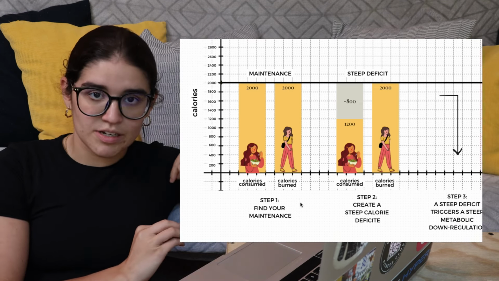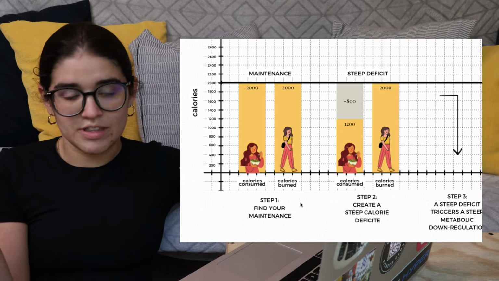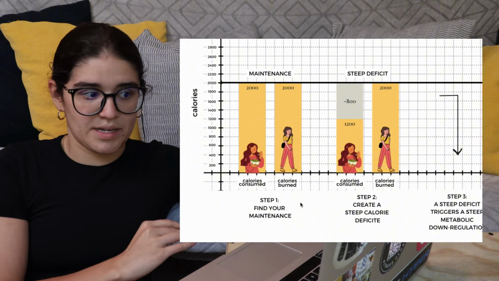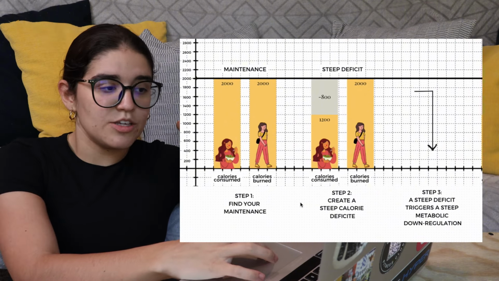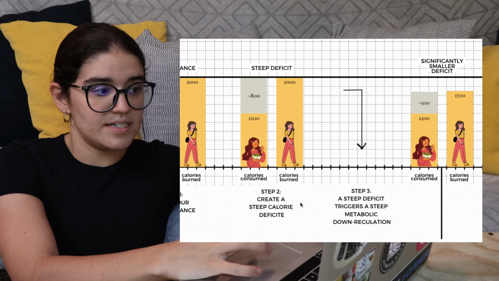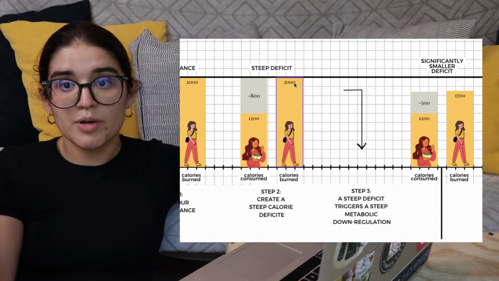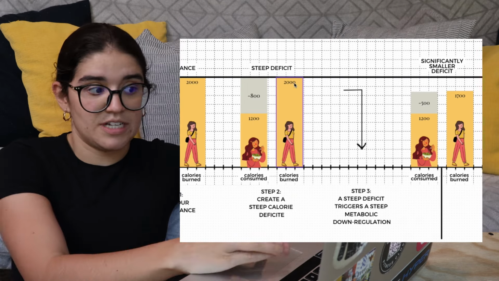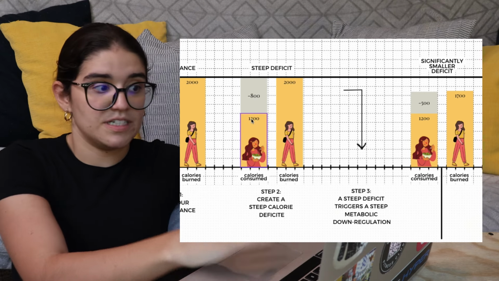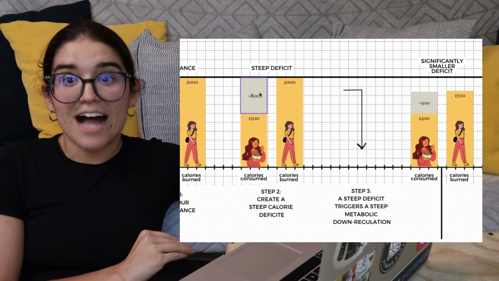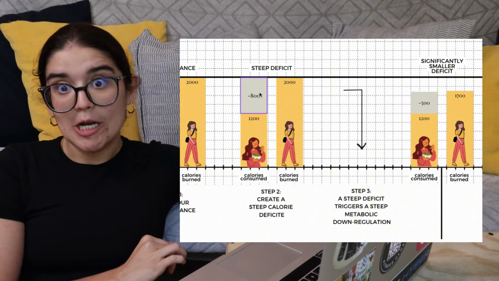So you're consuming 2,000 calories per day and you're burning 2,000 calories per day, and that's why you're maintaining your weight. But then you decide that you want to lose some weight, so you create a steep deficit and you drop your calories down from 2,000 calories a day down to 1,200 calories a day. So now you're in an 800 calorie deficit.